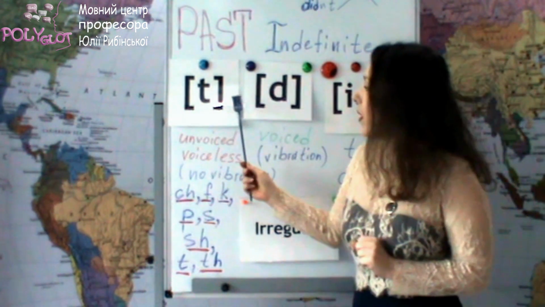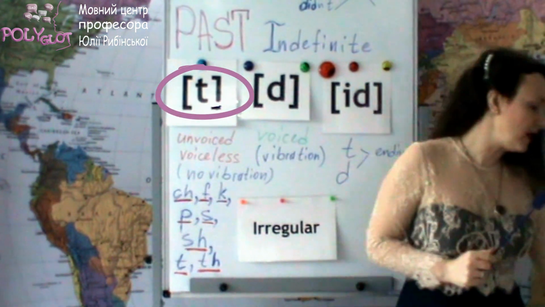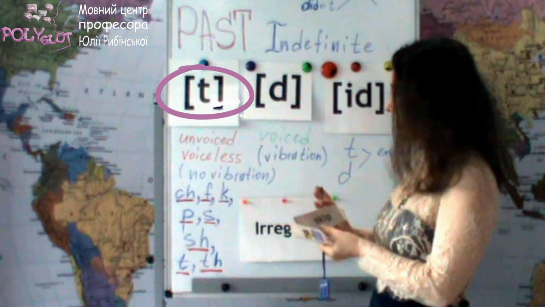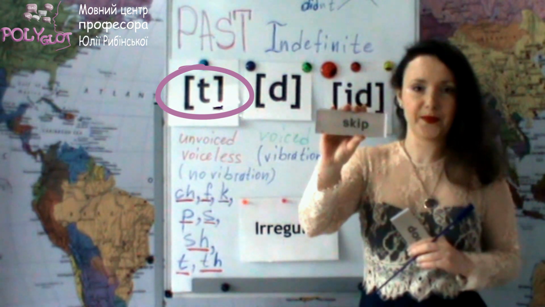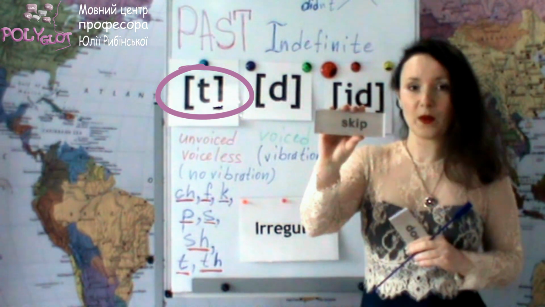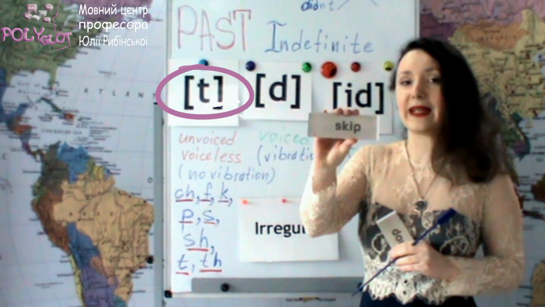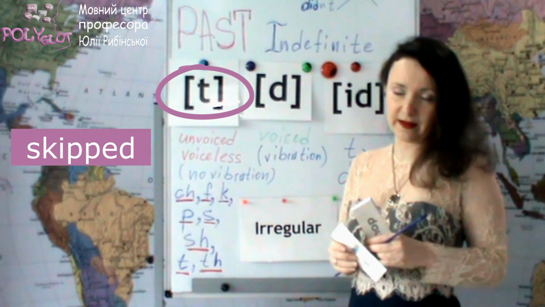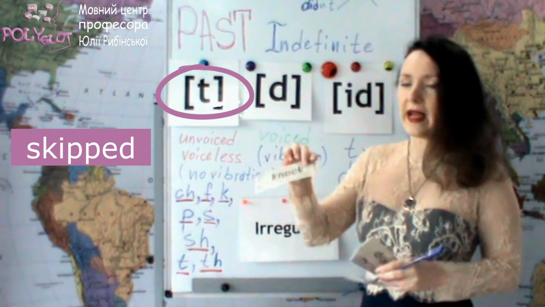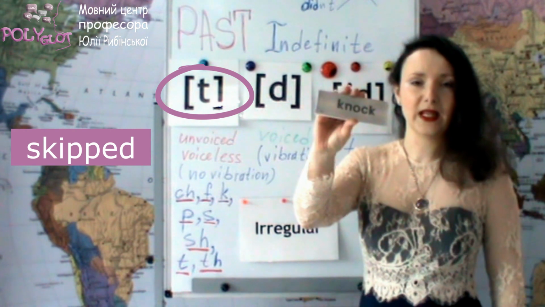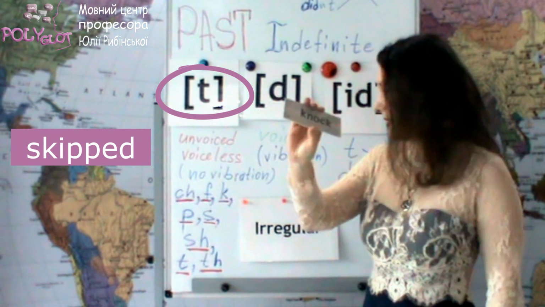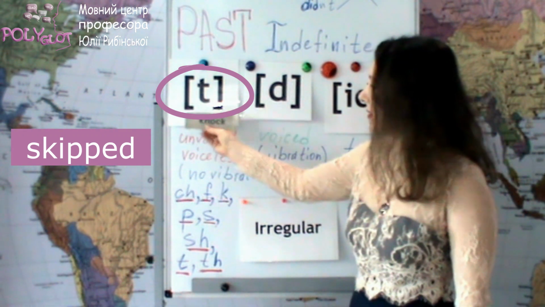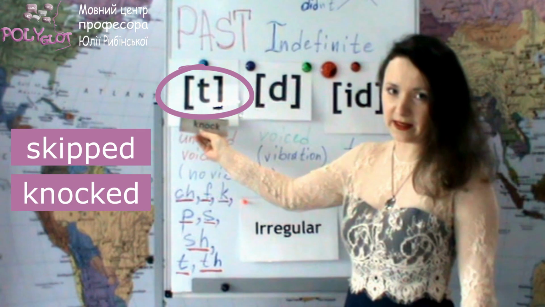So, how about pronunciation of t? We need to have voiceless sounds at the very end. Let's take a look at the word skip. We pronounce the word skip and add ending ed as skipped. The second word is knock. As you can see, the ending is k. So we pronounce it as knocked.